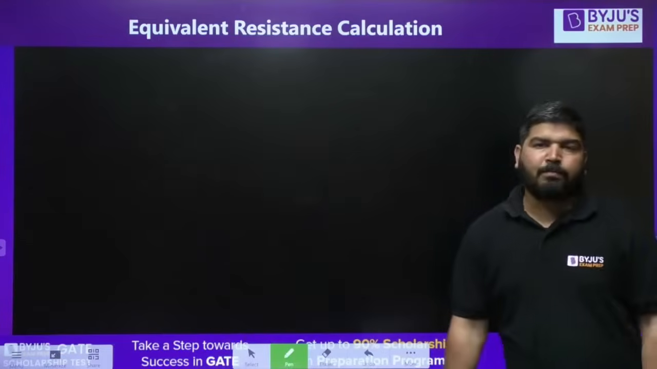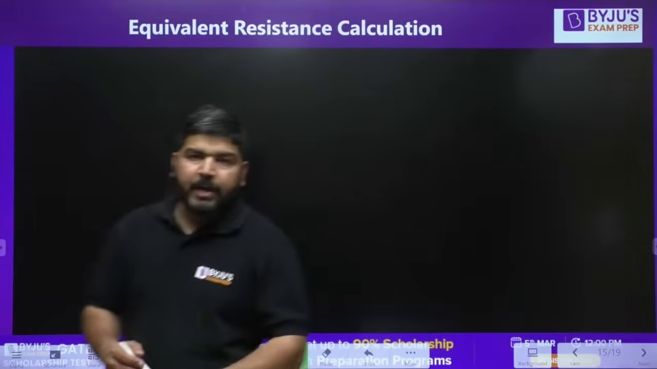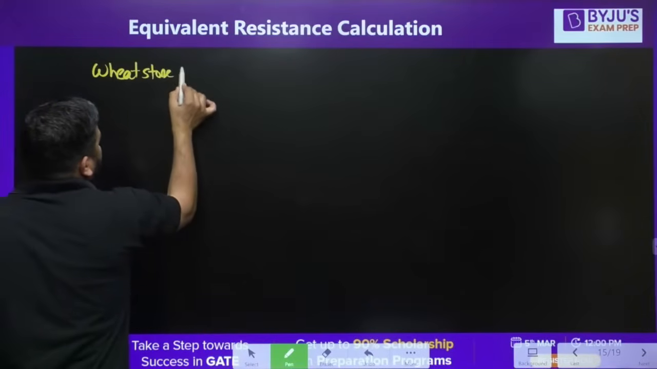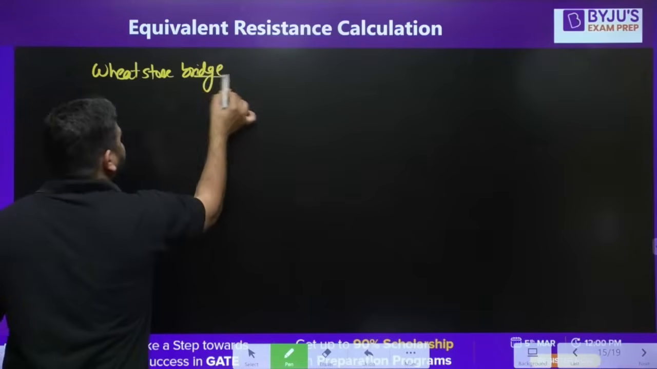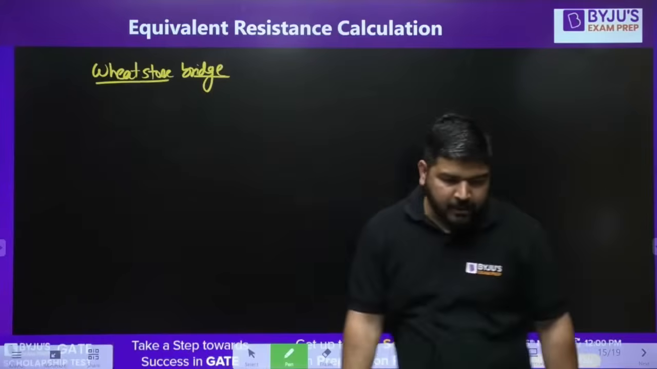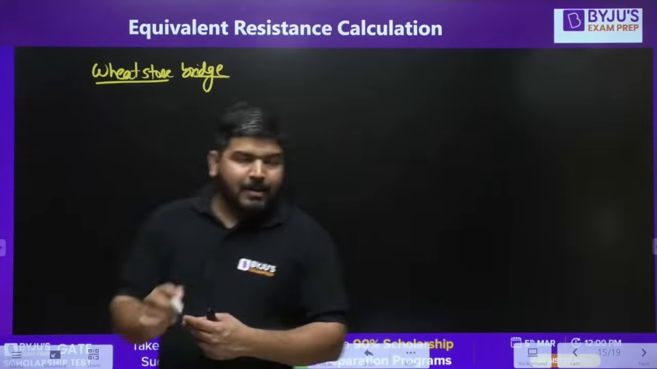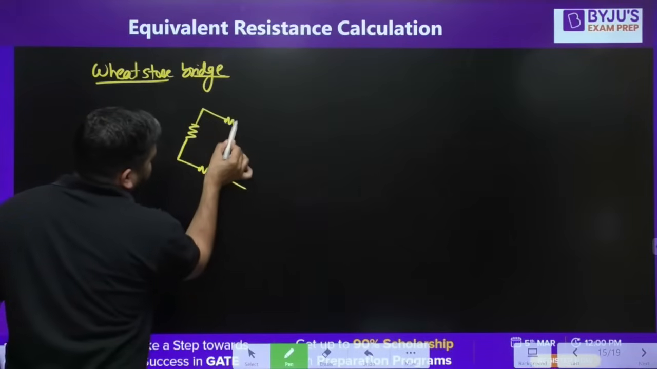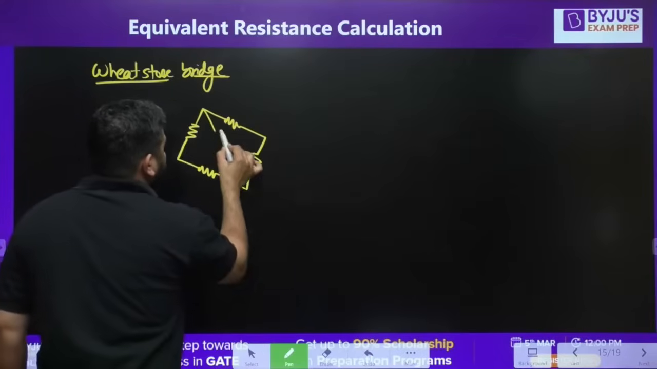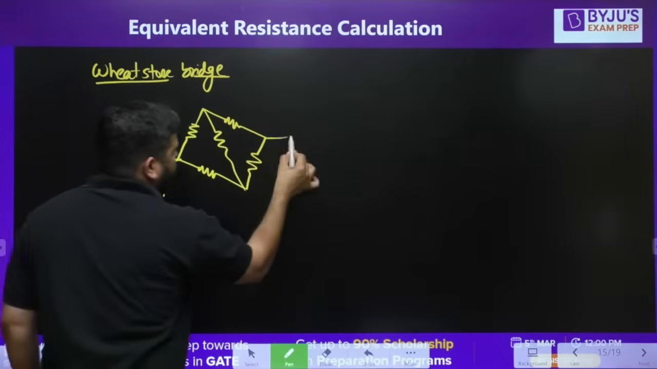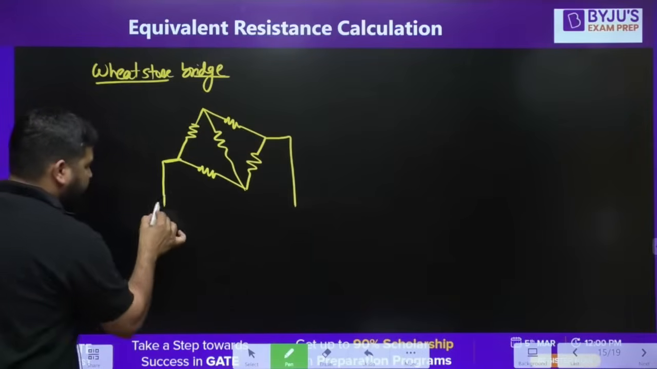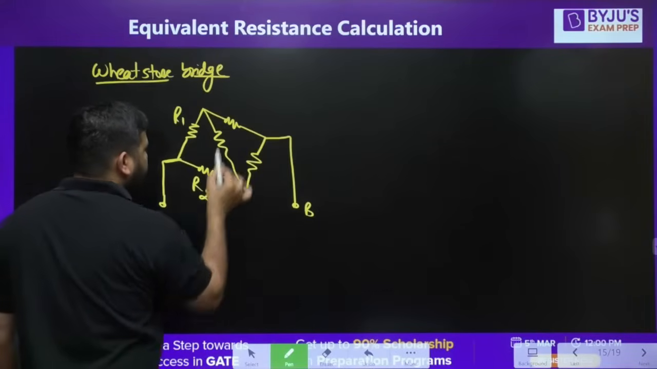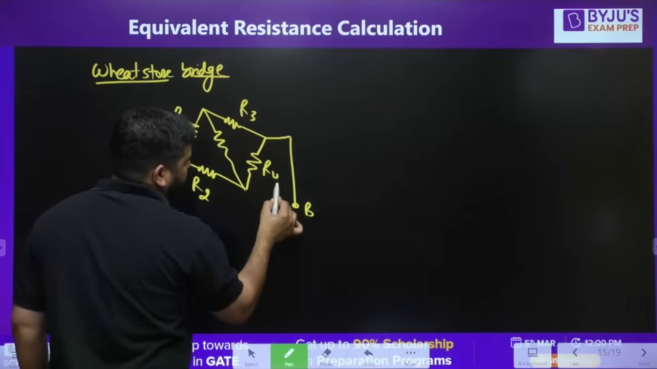And the next thing is balance bridge or Wheatstone bridge. Now what is this Wheatstone bridge? Whenever the resistances are connected like this, and this is a bridge, let's call it A point and let's call it B point. This is R1, this is R2, this is R3, R4, and here you have R0.